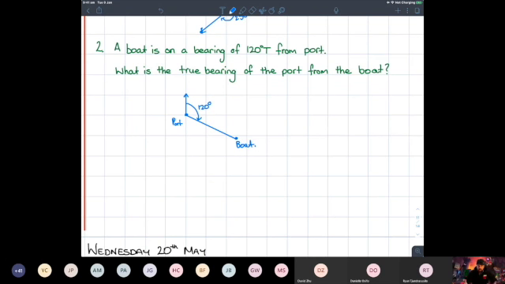Now we're going to look at the next part of the question. The question says, what is the true bearing of the port from the boat? So here is our from the boat part. So what we're looking for is from the boat, oh, that was dodgy. Let's undo that.